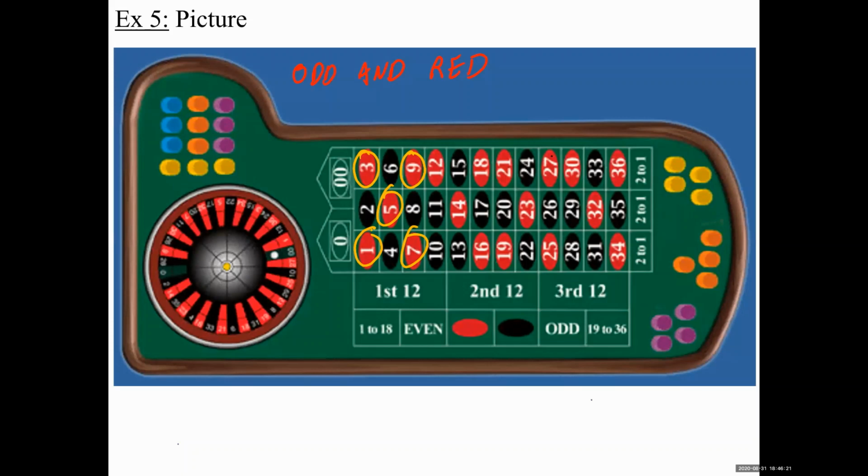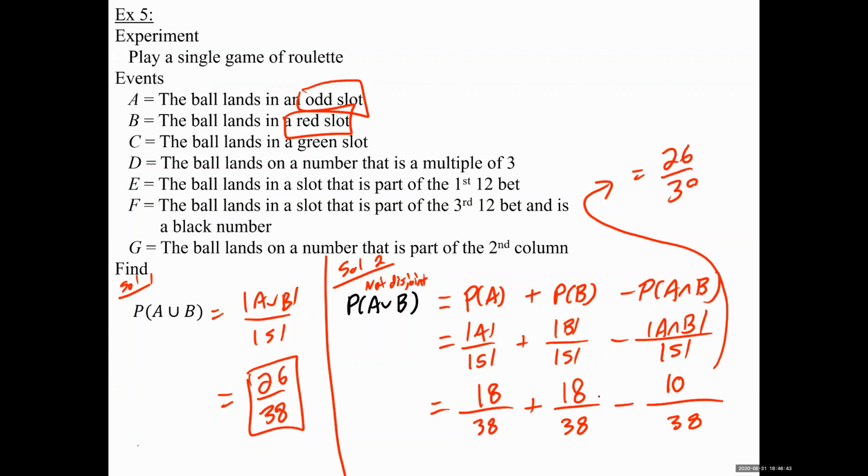So how many are odd and red? 10. How many of them? 10. Yeah. All right, so we go back to this problem and put a 10 here. That's how many things are odd and red. And then you add and subtract those fractions. I ran out of room and put the answer over here. And the answer, 26 out of 38. You do 18 plus 18, that's 36. Then you minus the 10, that gives you 26 out of 38. That's how that problem goes. Okay, questions?